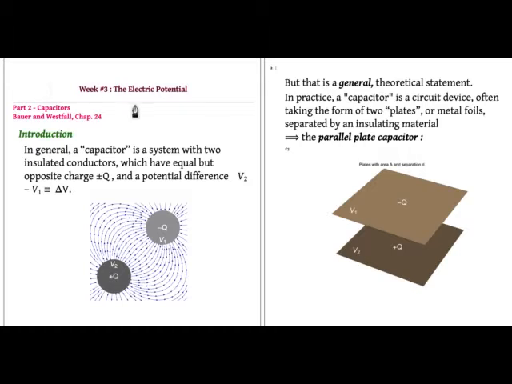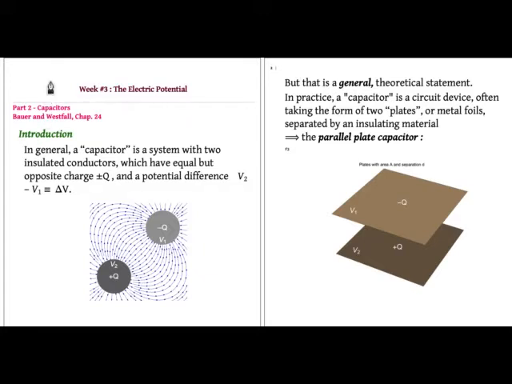This week is on the electric potential, and there's a second chapter in the textbook by Bauer and Westphal. It's chapter 24 on capacitors. And capacitors are related to the electric potential. So chapter 23 and chapter 24 are sort of combined this week.